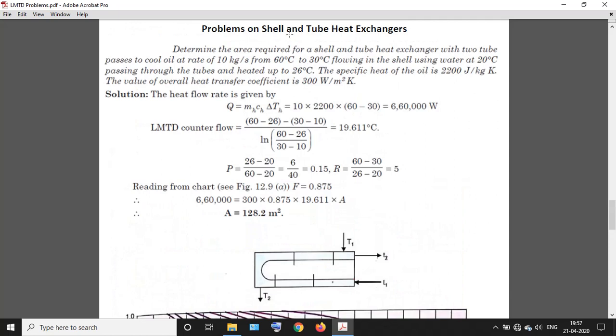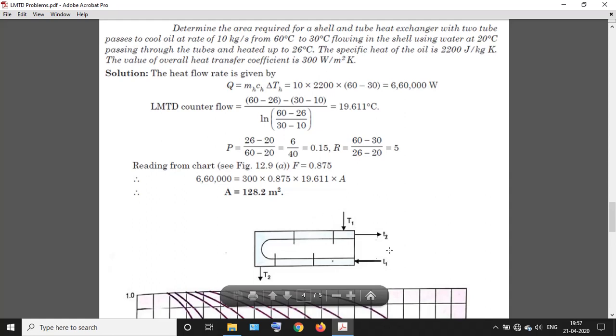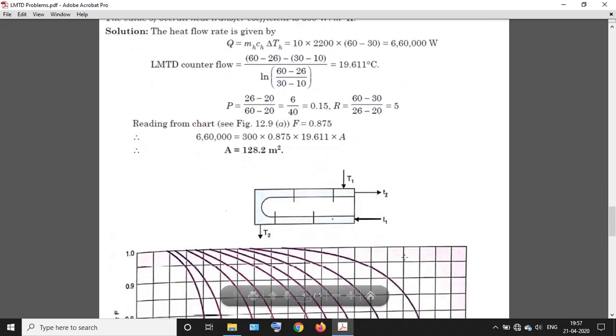So this is for shell and tube heat exchangers. The first thing you have to notice is how many shells are there and how many tube passes are there, which fluid is flowing through the shell, which fluid is flowing through the tube. Then you have to draw the temperature profile for an LMTD arrangement. After drawing the LMTD in a counter flow arrangement, you find out the LMTD. On that LMTD you need to multiply a correction factor F. To find that F, you use a chart.